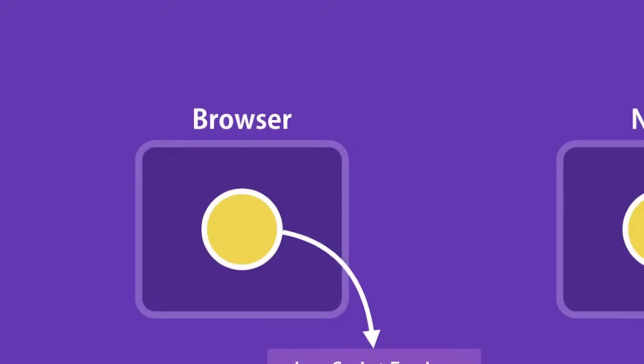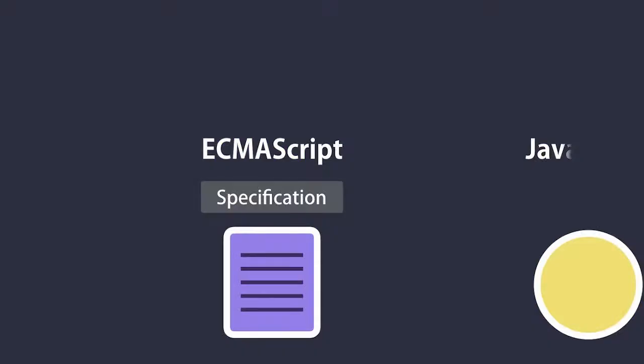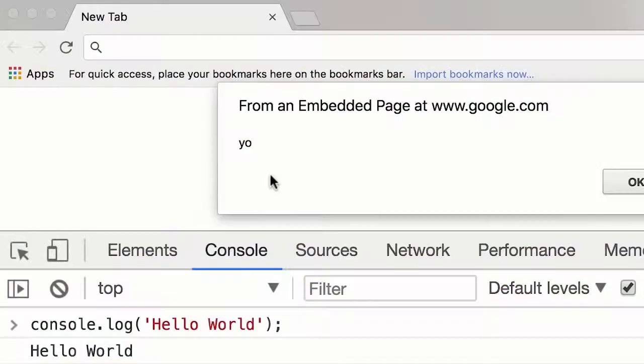We can also write mathematical expressions here. For example, 2 plus 2, we get 4. Or we can do something like this. Alert, parentheses, single quote, yo. Enter, and here's an alert. In the next lecture, I'm going to talk about setting up your development environment for writing JavaScript code.